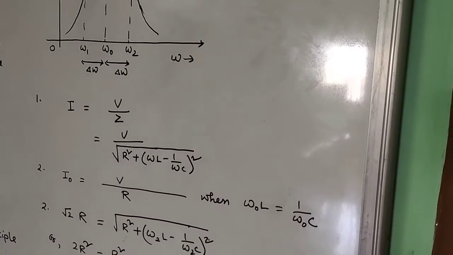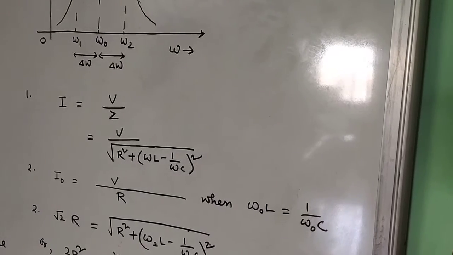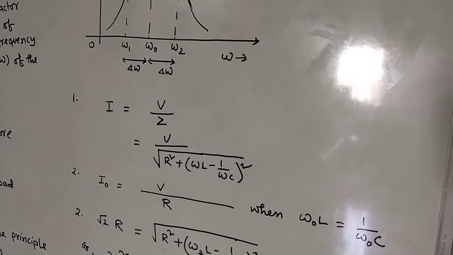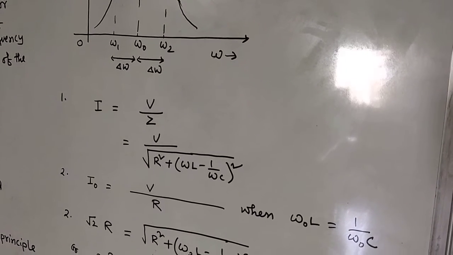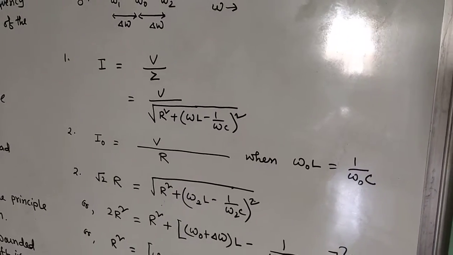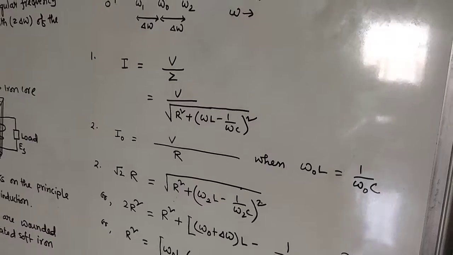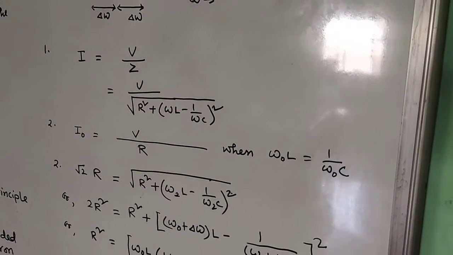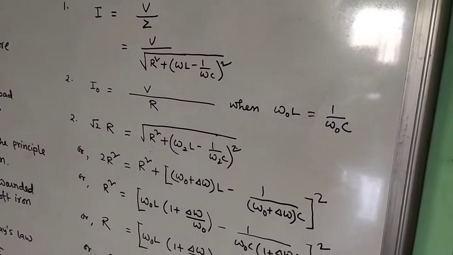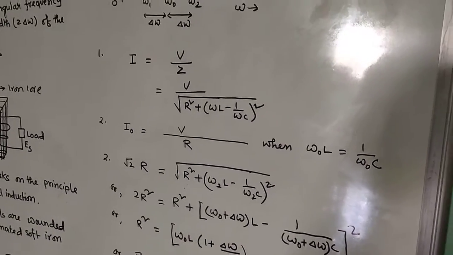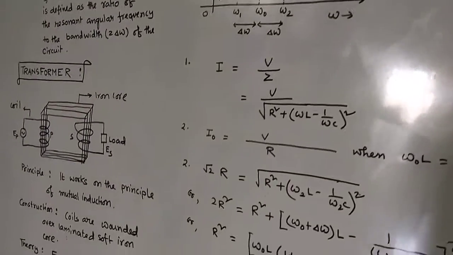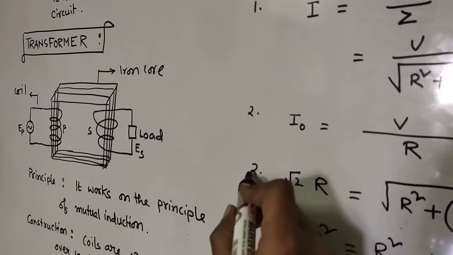So omega naught L is your inductive reactance and 1 by omega naught C is your capacitive reactance, and at resonance the current is I naught, and impedance is nothing but capital R, because the circuit behaves as a resistive circuit. Now we'll try to compare the impedance part corresponding to equation number 3. This should be number 3, so be careful regarding the number of the equation. As there are many equations, there will be some mistakes. So this is your number 3.